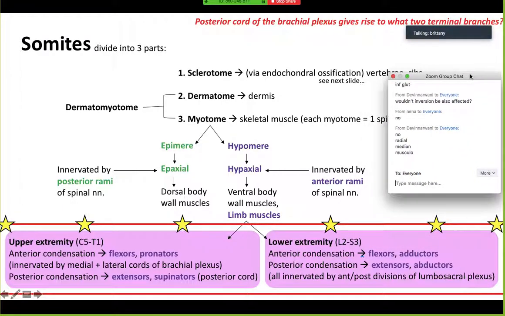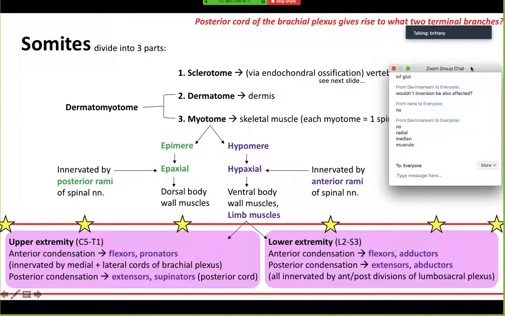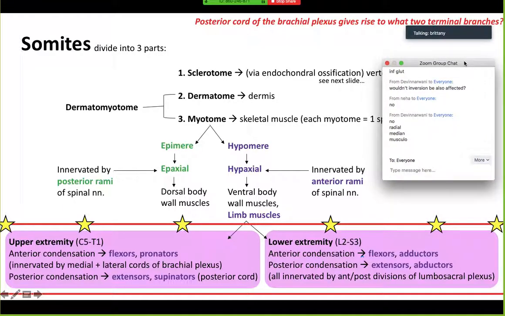So your somites are going to divide into a sclerotome, a dermatome, and a myotome. The dermatome and the myotomes are coming from the dermatomyotomes. And your myotome, okay, so notice all the stars. This is a big hint. So I think we at least had 2 questions about this down here. Okay, so you got to know this.